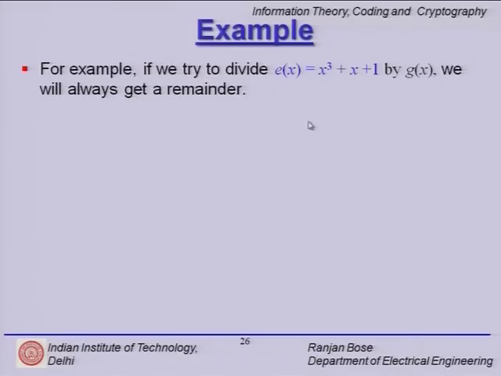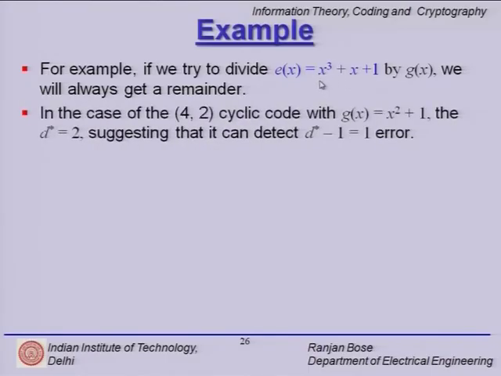So, suppose we have 3 errors. The error polynomial looks like x cubed plus x plus 1. It means that the error is at location 1, location 2 and location 4. Please note it is a (4, 2) code word. So, there are 4 locations for error to happen, because the code word is of length n equal to 4. Here, 1 1 0 1 is the polynomial corresponding to this error vector.